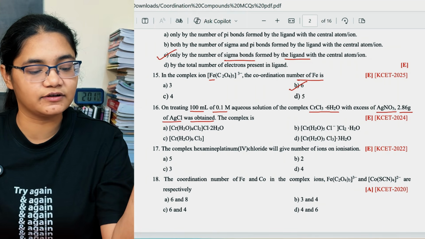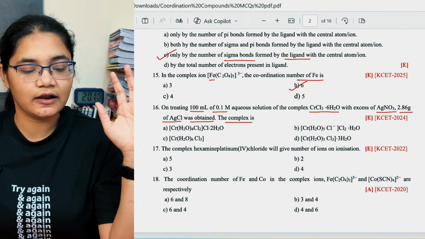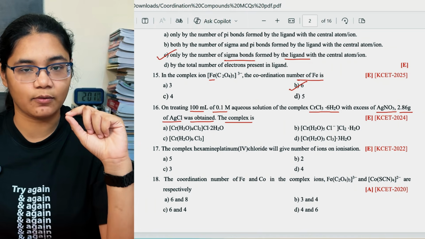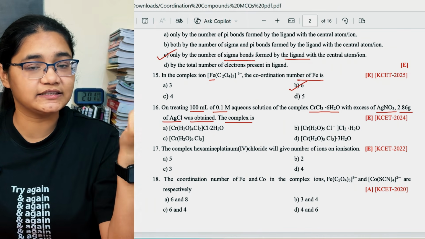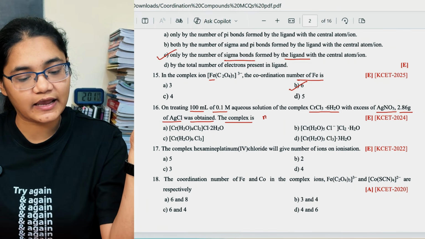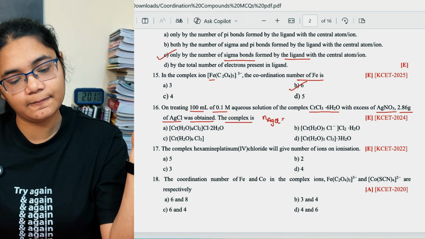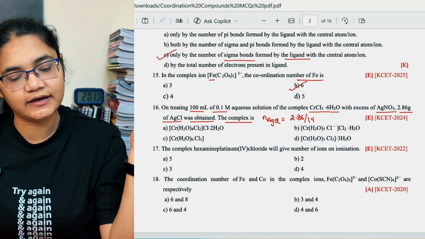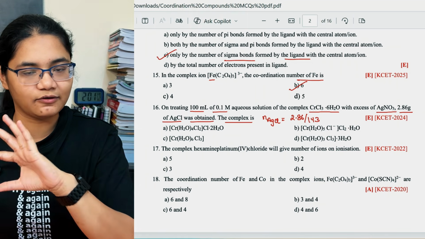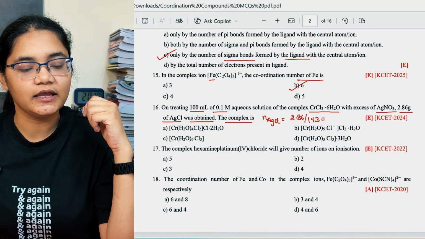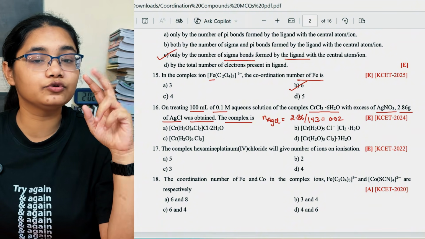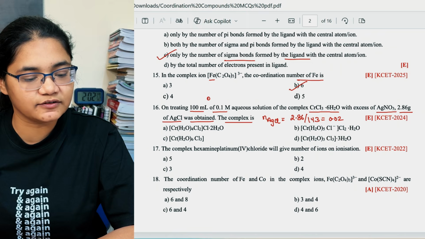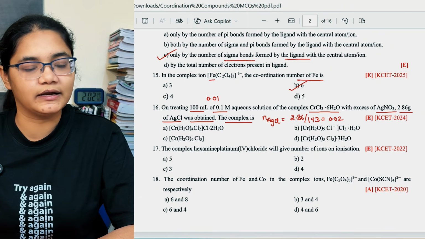gram of AgCl was obtained. The complex is, now if you see here, 2.86 gram of AgCl is formed. Then how many moles of AgCl will be formed? So you can just calculate the moles of AgCl. The given mass is 2.86, molar mass is nearly 143.5, but I'm taking it as 143. If you divide, we'll get 0.02. That means 2 chlorine should be present outside to get 0.02, because here this is 0.01 mole if you multiply it, right?